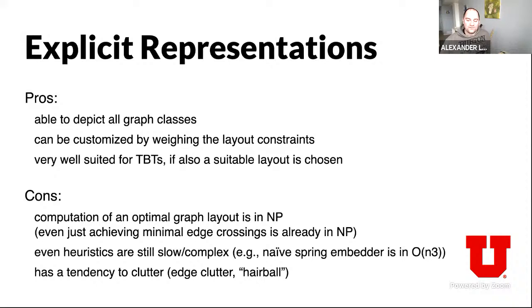If you have a styled layout where all the nodes are in a circle, you might not see clusters. But with an open, free layout, you probably have a good shot at seeing clusters. The negatives of these explicit representations: an optimal layout is NP-complete, and even heuristics like the Kamada-Kawai or spring embedder are fairly computationally expensive. And they tend to clutter if the networks are bigger. My rule of thumb is you don't want more than 200 nodes in a node-link layout, with a reasonably small number of edges. Otherwise, you'll very quickly have the hairball problem.